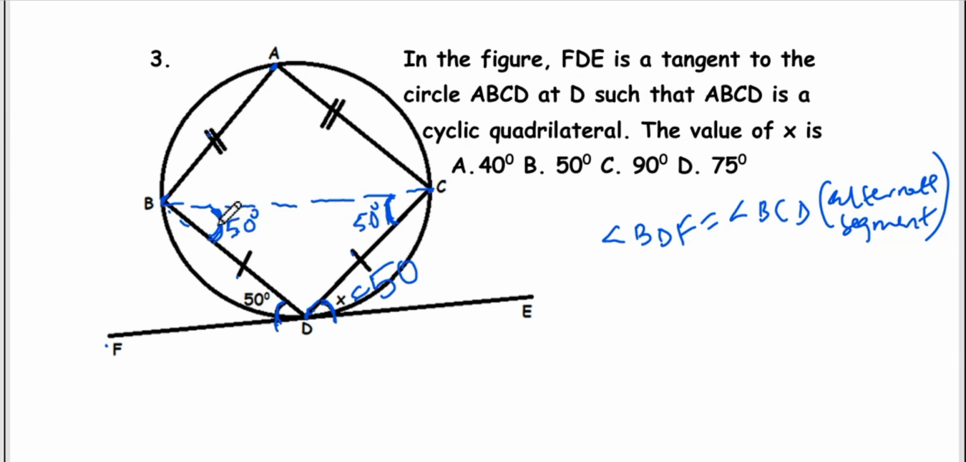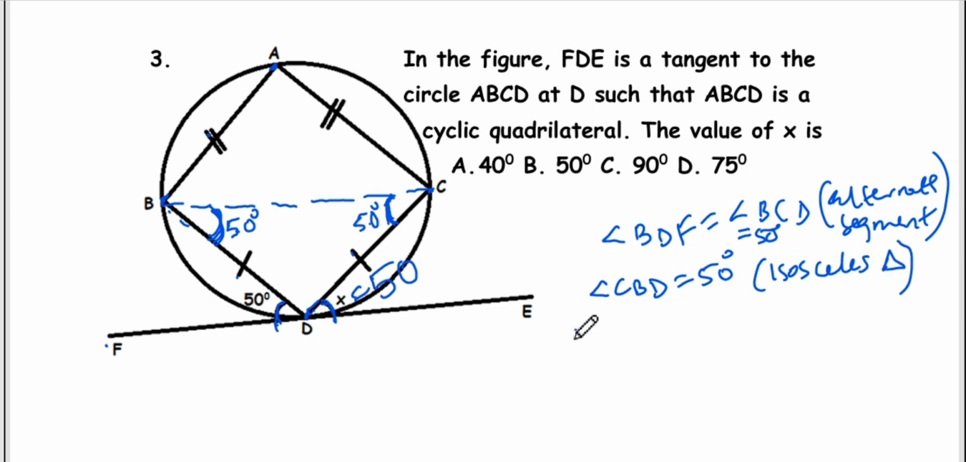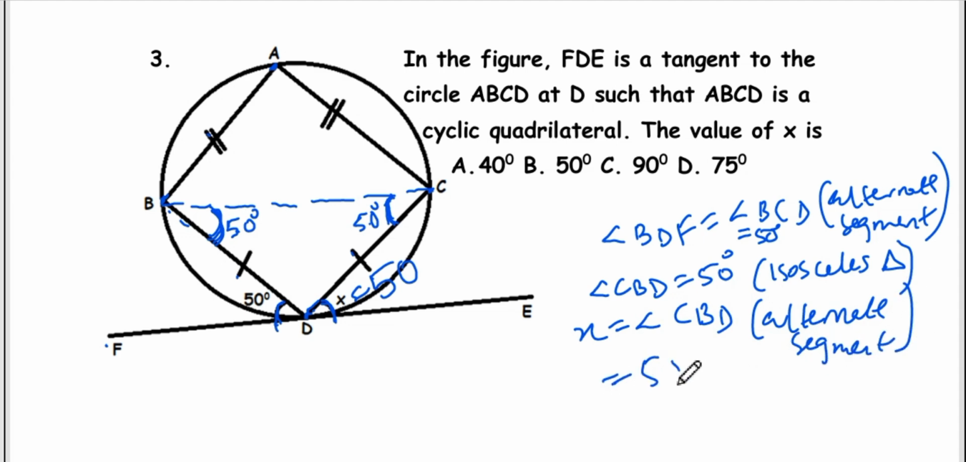Now this angle CBD is also equal to 50 degrees. Remember this angle is 50 degrees. Angle BDF is equal to angle BC, which is 50. Angle CBD is also 50 degrees. It's an isosceles triangle. Then X is equal to angle CBD. Alternate segment. So our answer is 50 degrees.